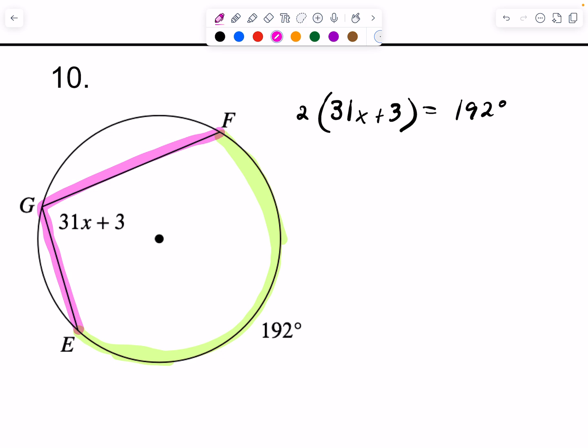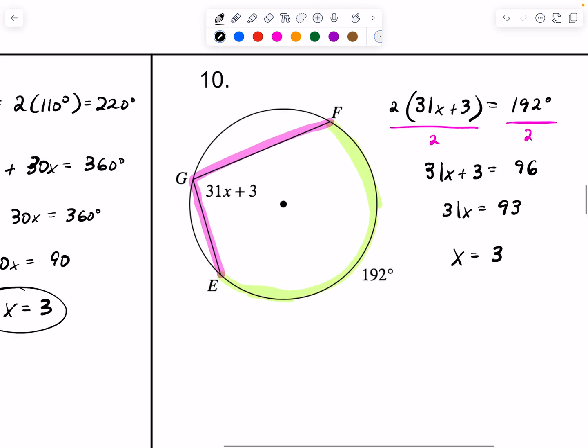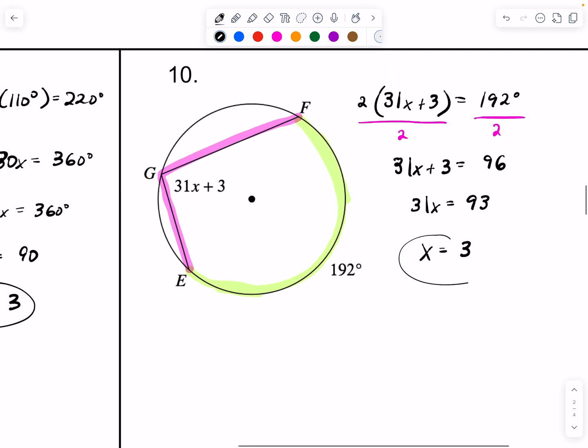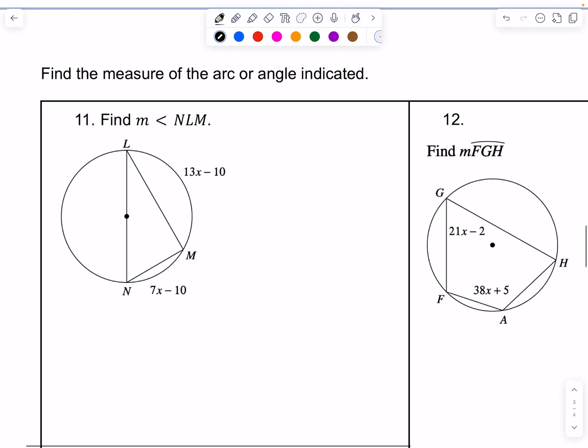But I'm actually going to take a different approach. I'm going to divide by 2 first, just to make the number smaller, to get 31x plus 3 equals, I believe, 96 degrees. Yep, that should be good. All right, move the 3 over with subtraction, you get 93, and actually x equals 3 again. Which is just a coincidence. It's not always going to be 3. Okay, last 2. Find the measure of the arc or angle indicated.